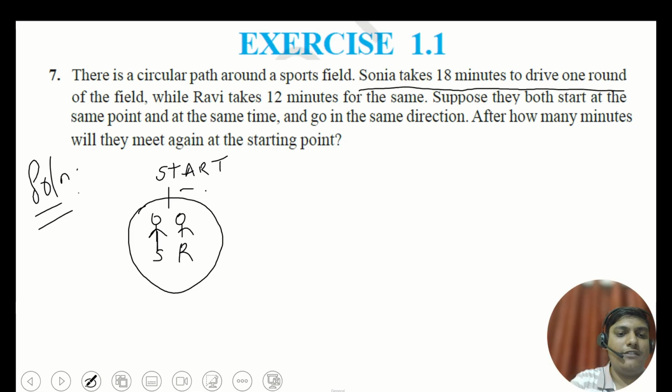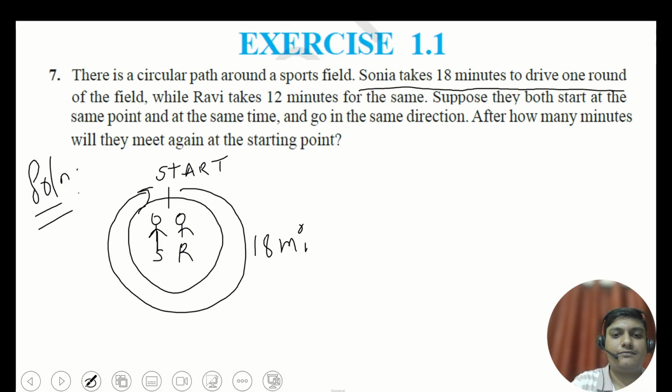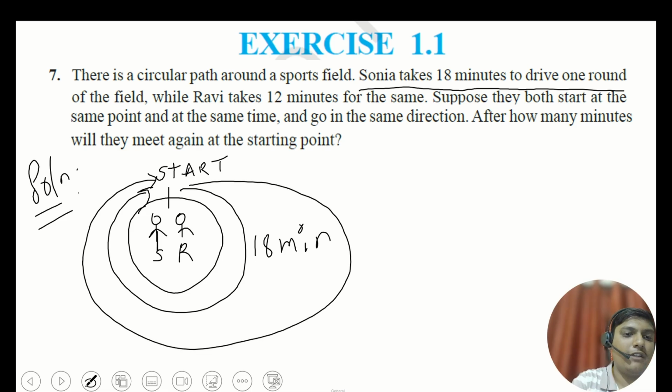So Sonia, if she goes one round, then she will take how many minutes? She'll take 18 minutes. And the same thing, if Ravi goes one round, then how many minutes will he take? He'll take 12 minutes. So the question is, after how much time will they meet again at this starting point?